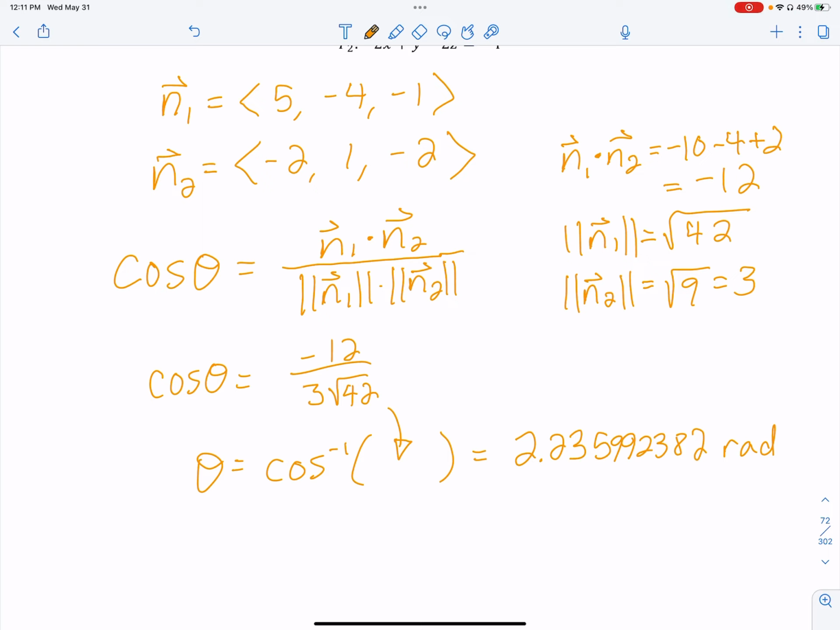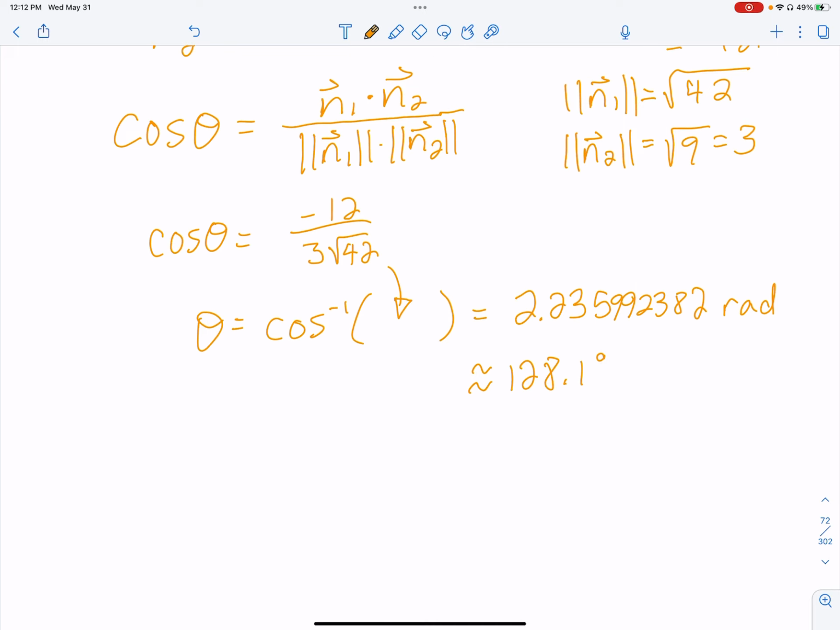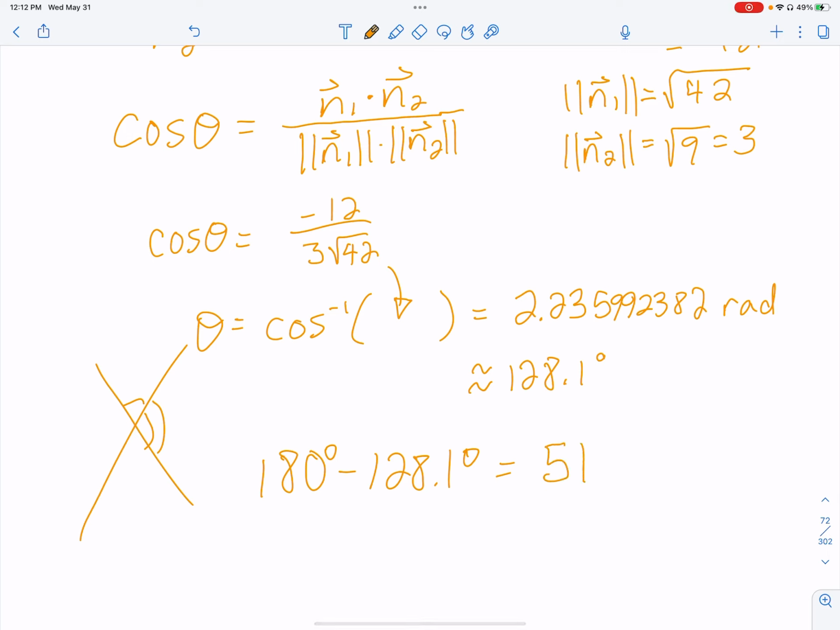Okay, I got that in radians. Now, if I'm in radians, I want to multiply by 180 and then divide that by pi. Okay, so I got roughly 128.1 degrees. The angle typically, I think, they want the one in between. So we're going to do 180 minus that, the acute angle. If I have two angles, I have this angle and I have this angle. They want the acute one. So 180 minus 128.1 gets me 51.9 degrees. On a test, you give me either angle, I would be happy.